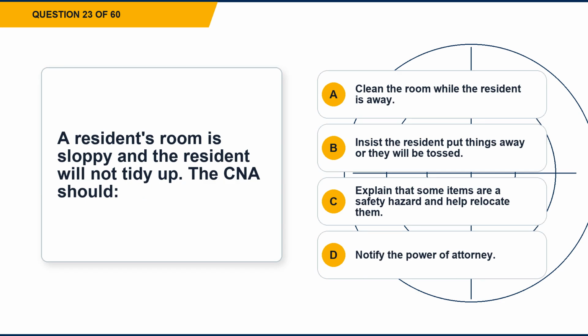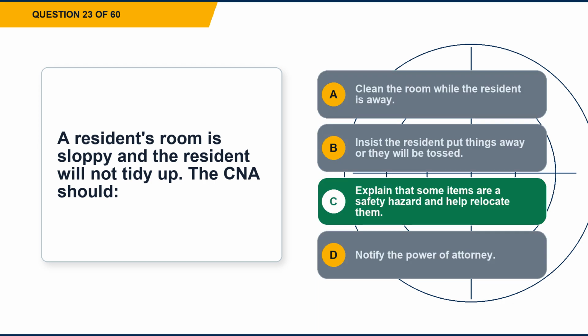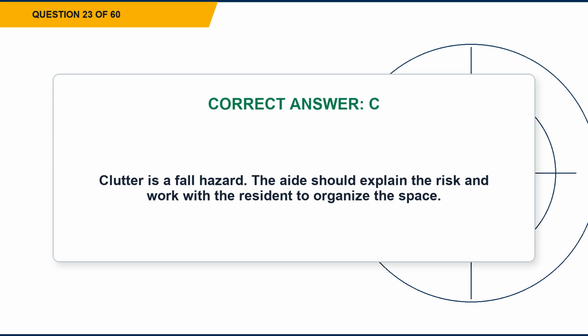Question 23. A resident's room is sloppy and the resident will not tidy up. The CNA should: Option A. Clean the room while the resident is away. Option B. Insist the resident put things away or they will be tossed. Option C. Explain that some items are a safety hazard and help relocate them. Option D. Notify the power of attorney. The correct answer is option C. Explain that some items are a safety hazard and help relocate them. Explanation. Clutter is a fall hazard. The aide should explain the risk and work with the resident to organize the space.